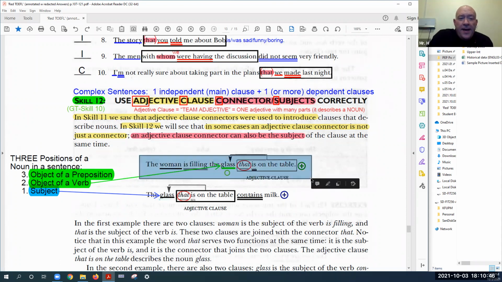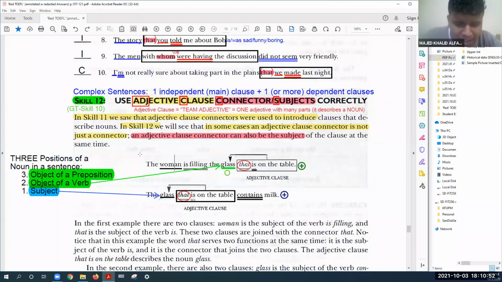Well, let's look at the first example. Majid, can you read the example? The woman is feeling the glass that is on the table. Glass. One second.